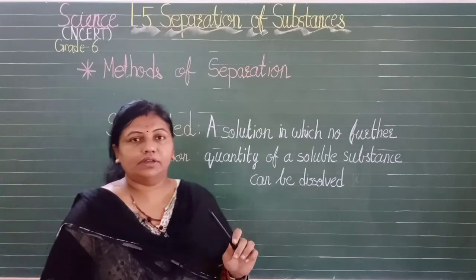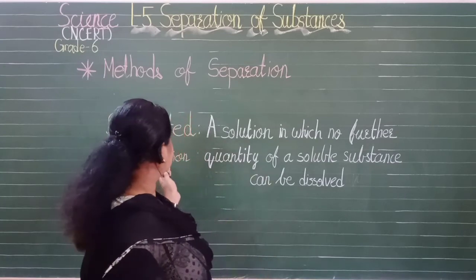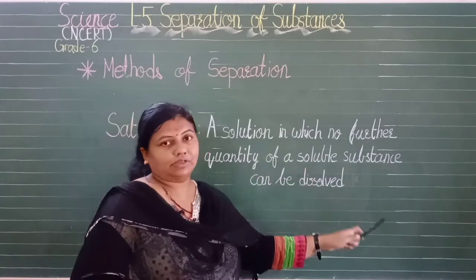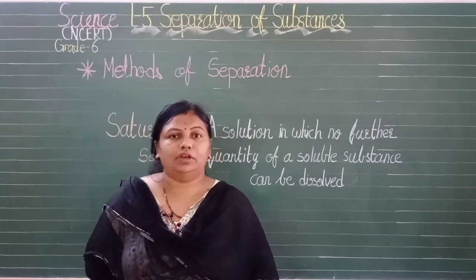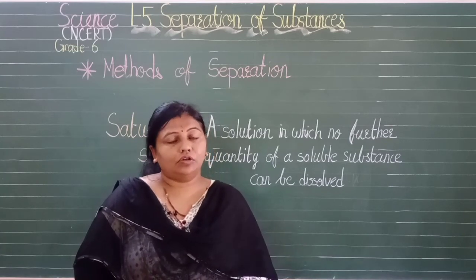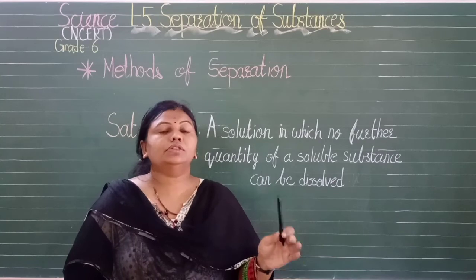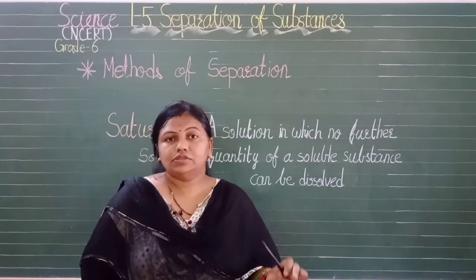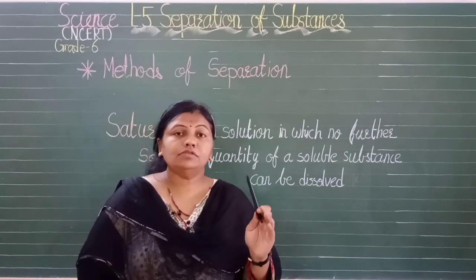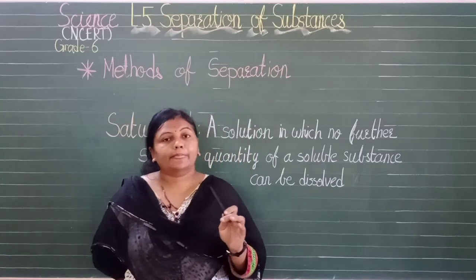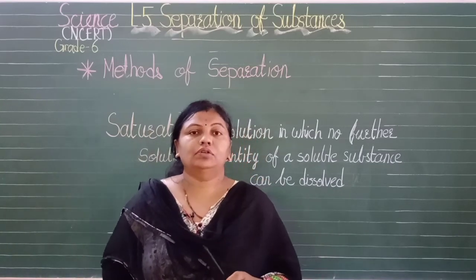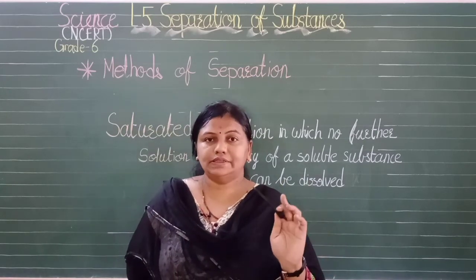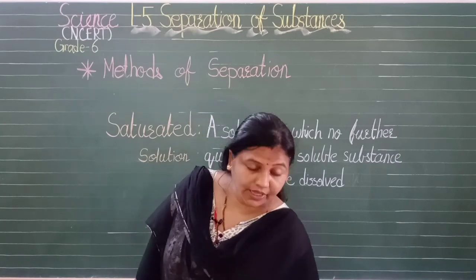So are you clear, children, that a saturated solution is a solution in which no further quantity of a soluble substance can dissolve. We are talking about soluble substances only. First it was easily able to dissolve, but now it is not possible because we can dissolve some amount of substance only. We cannot dissolve as much as we want. Now suppose I want to dissolve 2 more spoons in the saturated solution. It is not possible, but there is one way, and that is by heating.